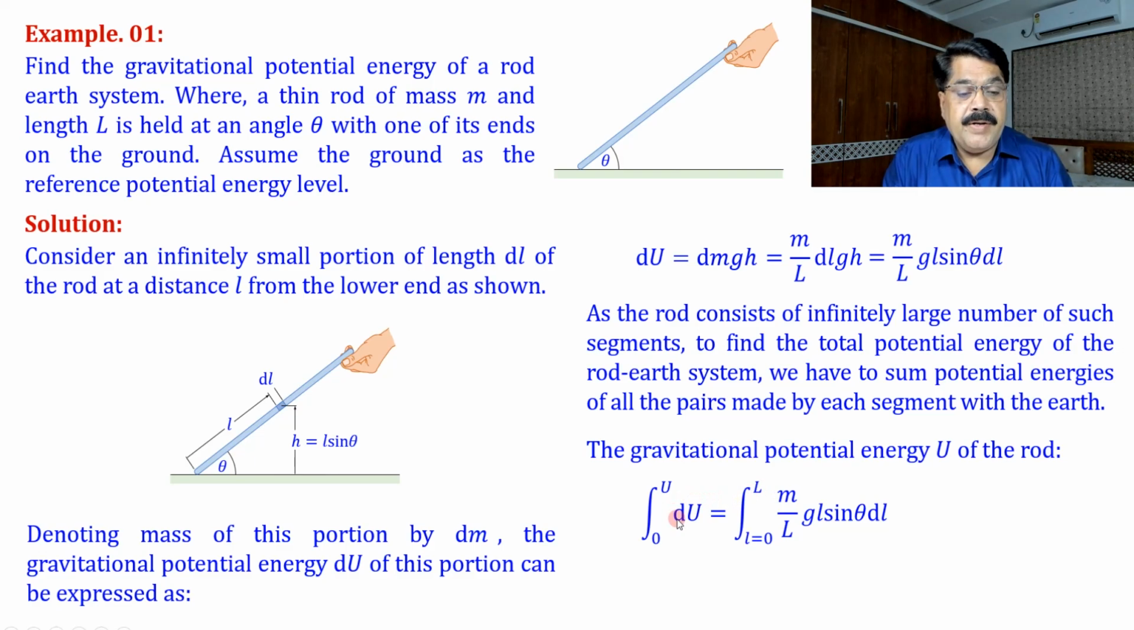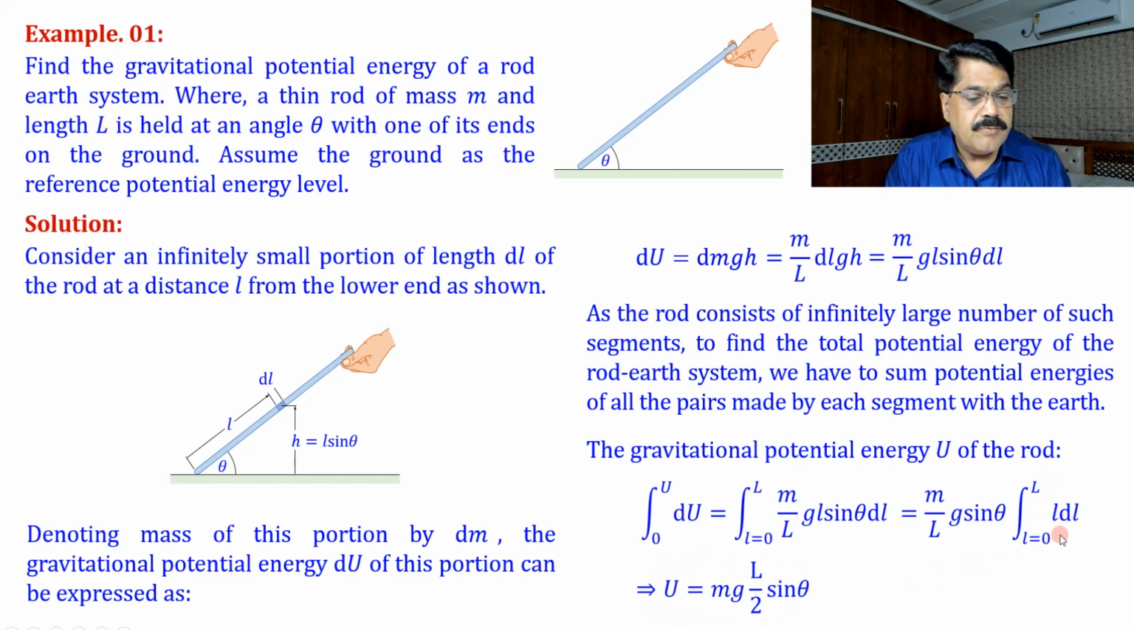Now this is very simple to calculate. So what do you get here? m by L g sin theta, and the integral of l from 0 to L, because this constant term we are taking outside. The left side integral will be U minus 0, or U. So U is m g L by 2 sin theta. Very simple to calculate, because the integral is L squared by 2, and one L will cancel, so we get simply L by 2. So I write here m g L by 2 sin theta. It has another interpretation. What is L by 2?